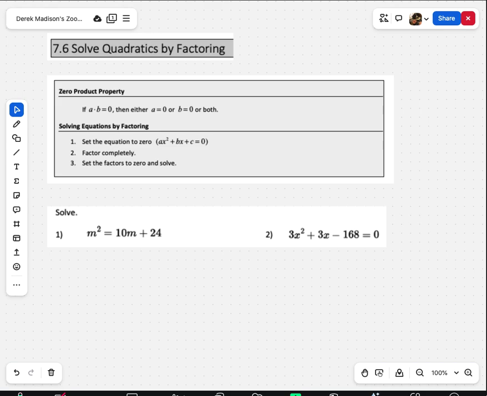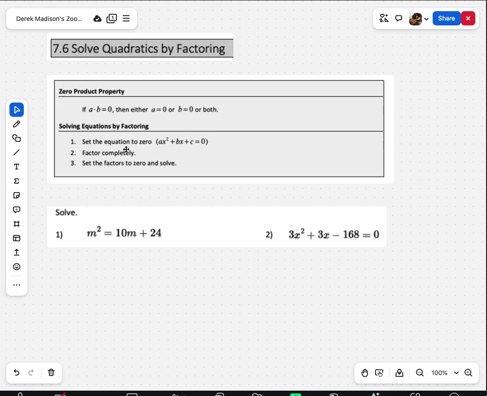Hey all, in this video we're going to solve quadratic equations by factoring. The good news is if you've gotten this far in the chapter and you've learned all the factoring methods, this section is actually really easy because most of the heavy lifting was done in those previous factoring sections.